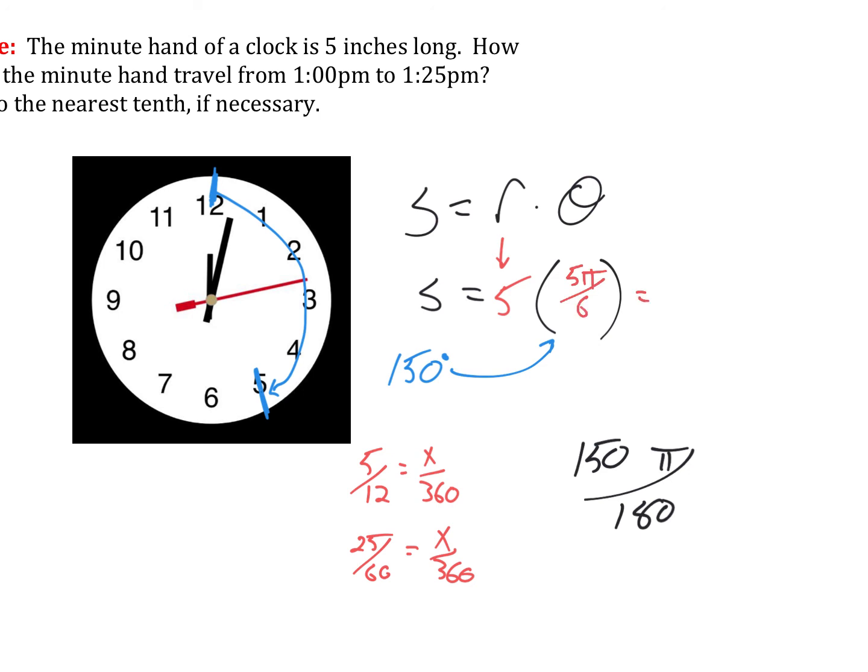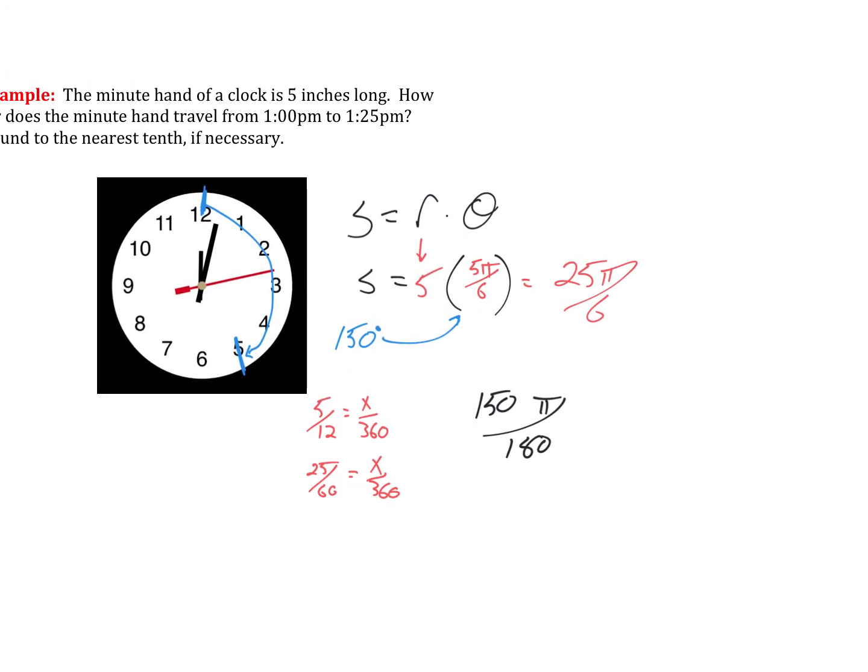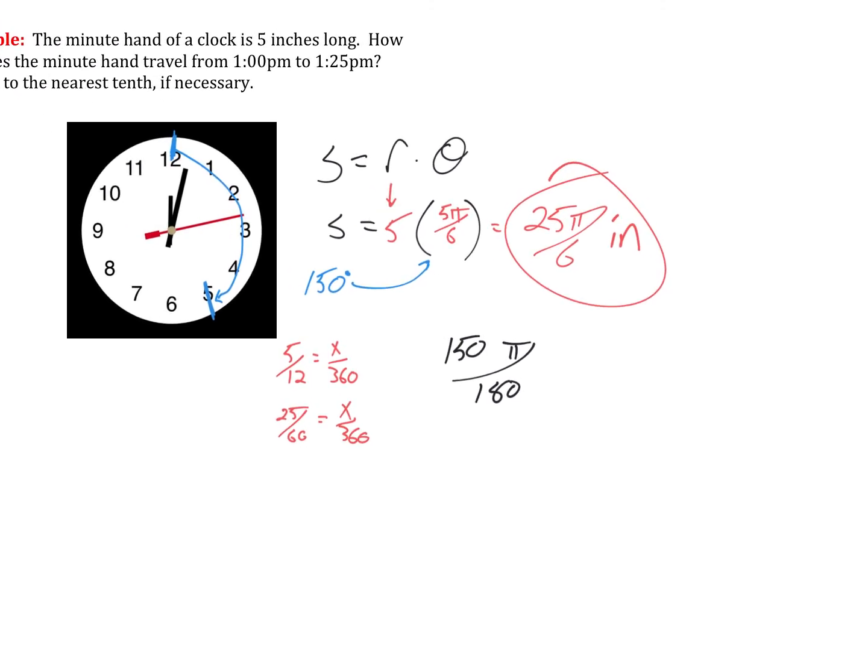This thing works out to be 25 pi over 6, and our units were inches. Now if the problem asks us to round, and it does, that means we're going to have to punch this into our calculator. So 25 times pi, and then divide that all by 6. Let's see if I can get that on my calculator here. I'm getting 13.1 if we go to the nearest tenth. There we go.